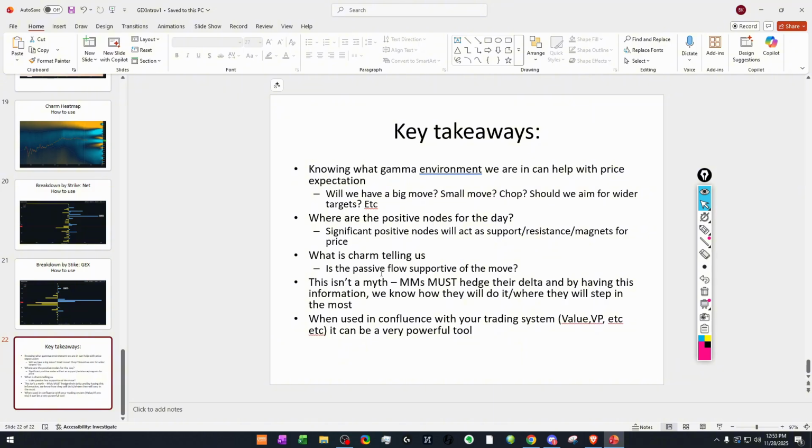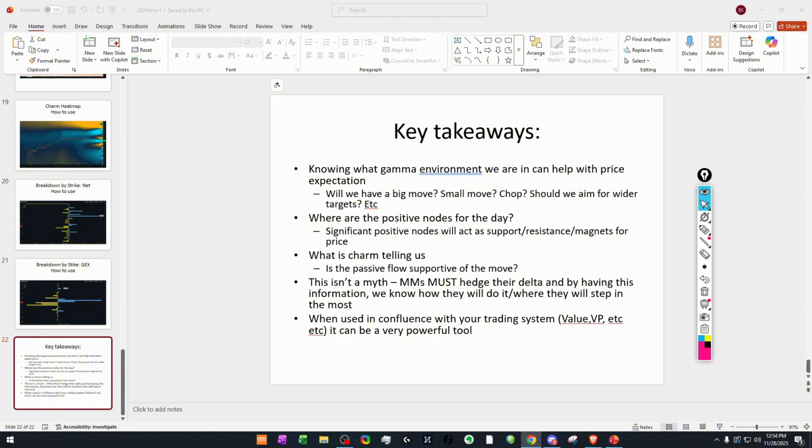What is charm telling us? Is the passive flow supportive of the move? Are we in a suppressive charm environment? And a big thing here is this is not a myth. Market makers must hedge their delta. And by having this information, we know where they will step in and how much they will be buying or selling. Using this on its own, it is possible, people do it, but using this in confluence with your trading system can be a very powerful tool. So no matter what you trade, this can be helpful.